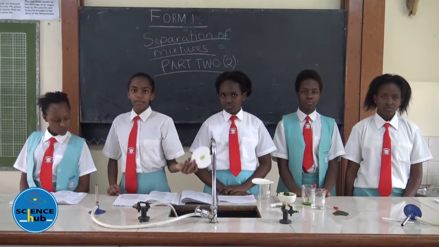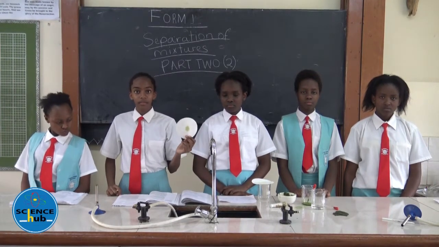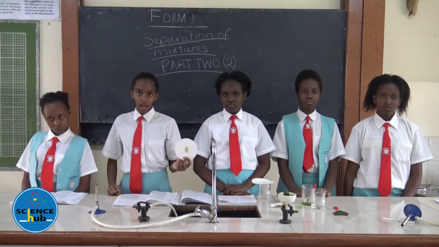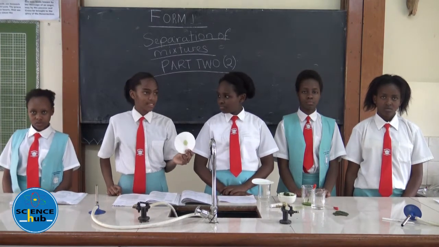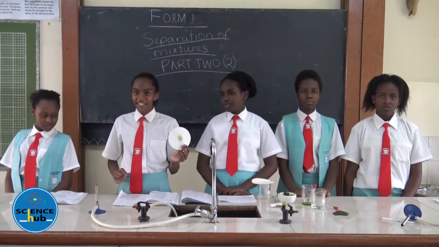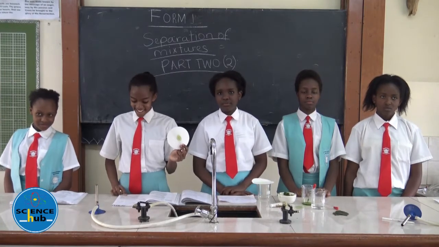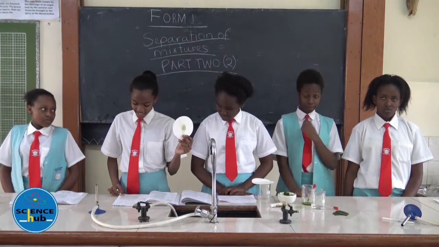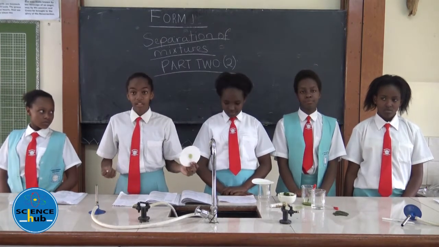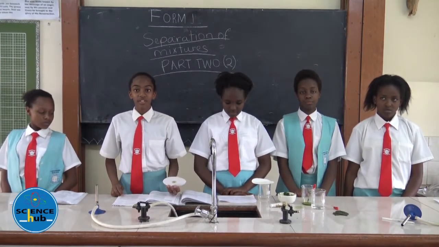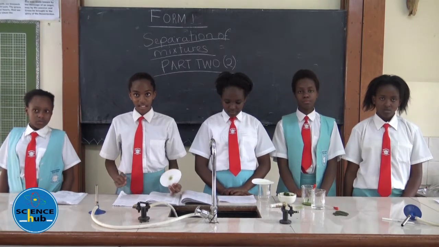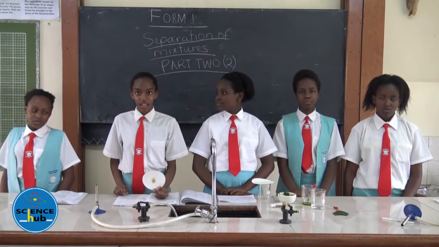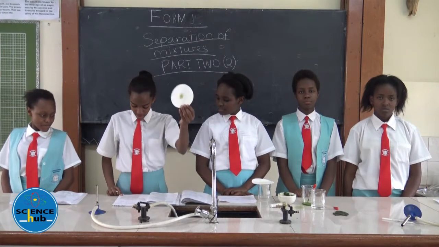The colored matter is separated into 2 distinct pigments, that is chlorophyll and xanthophyll. And chlorophyll is the green color, while xanthophyll is the yellow color, as you can see.